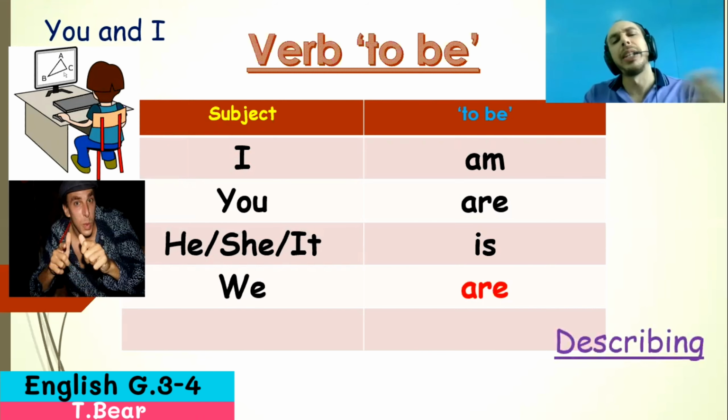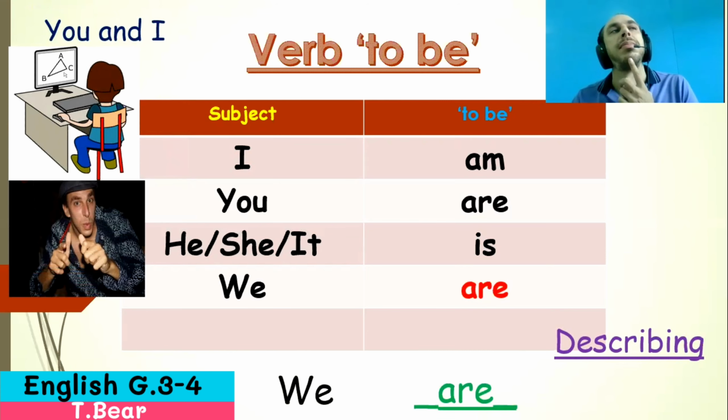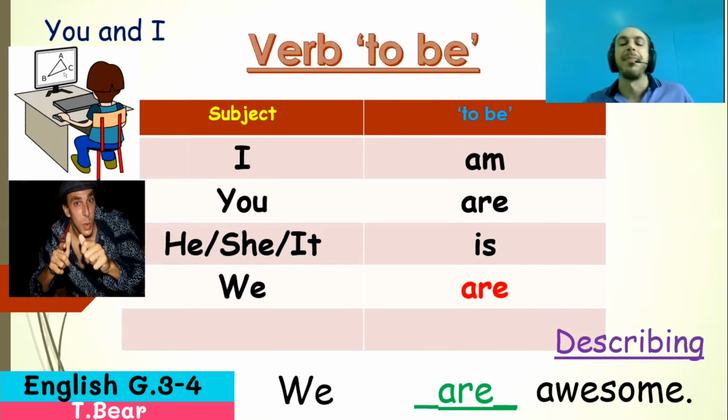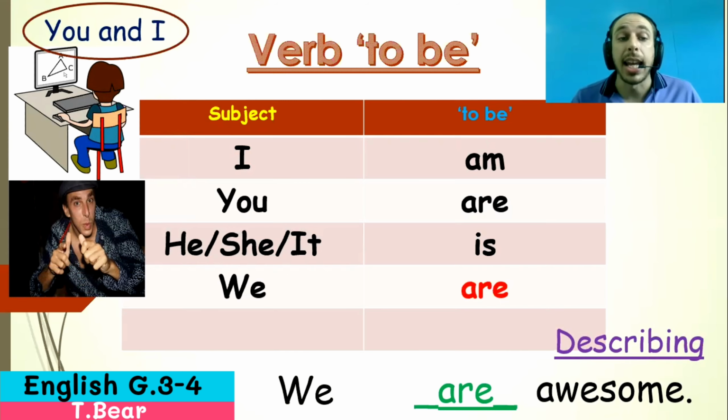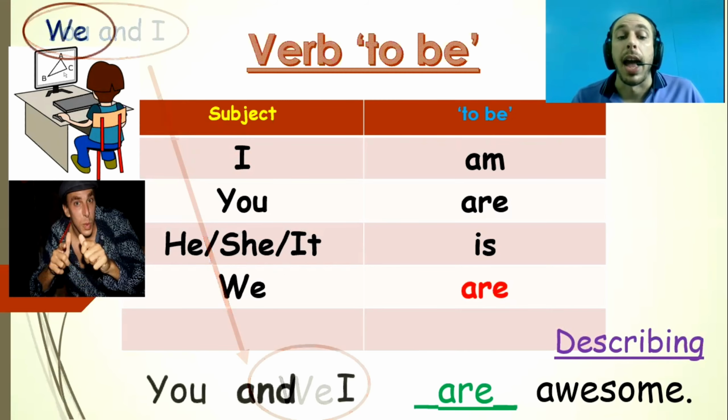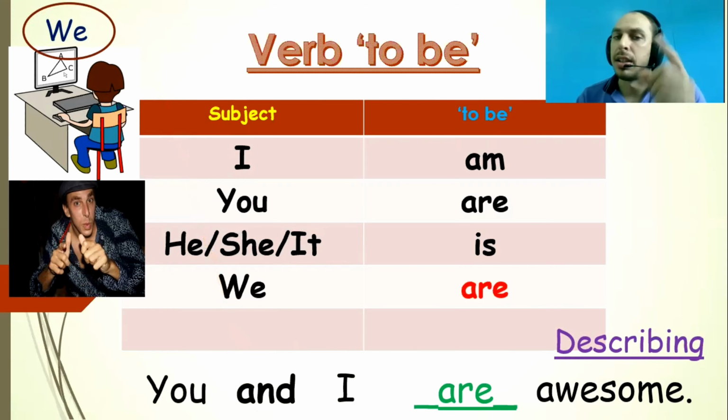So how can we describe you and I? We are awesome. Yeah, we are. We're pretty awesome. Okay, same as my brother and I, we can take you and I, switch it with we, and you and I are awesome. Don't you ever forget that. We are awesome. You and I are awesome.